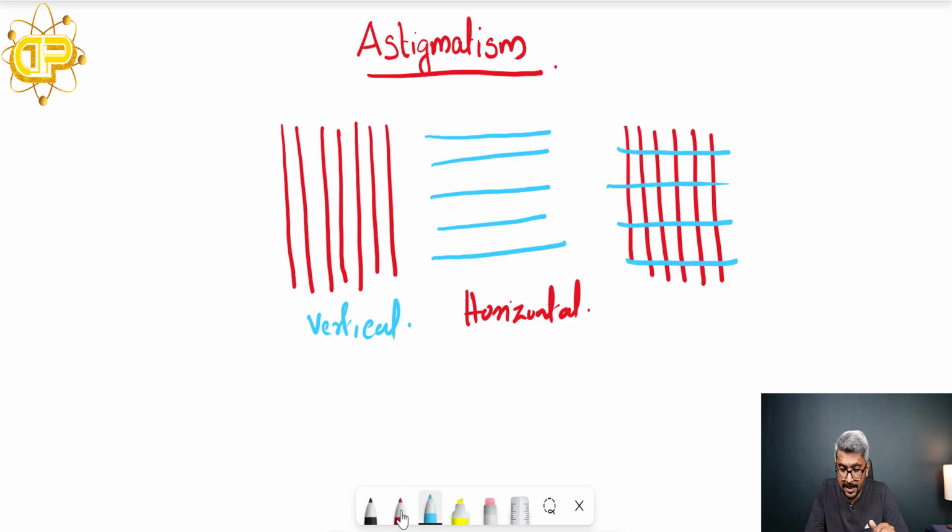If your eyes are able to see both vertical as well as horizontal lines with the same clarity and the same intensity, then you will not have this particular defect. That means your eyes do not have astigmatism.